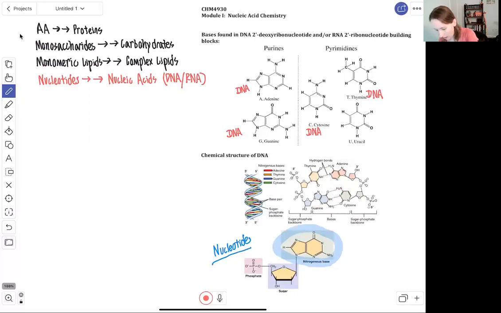So in DNA, the sugar molecule that is found here is a 2' deoxyribofuranose, is what we would find as the structure of the sugars that are found in DNA.